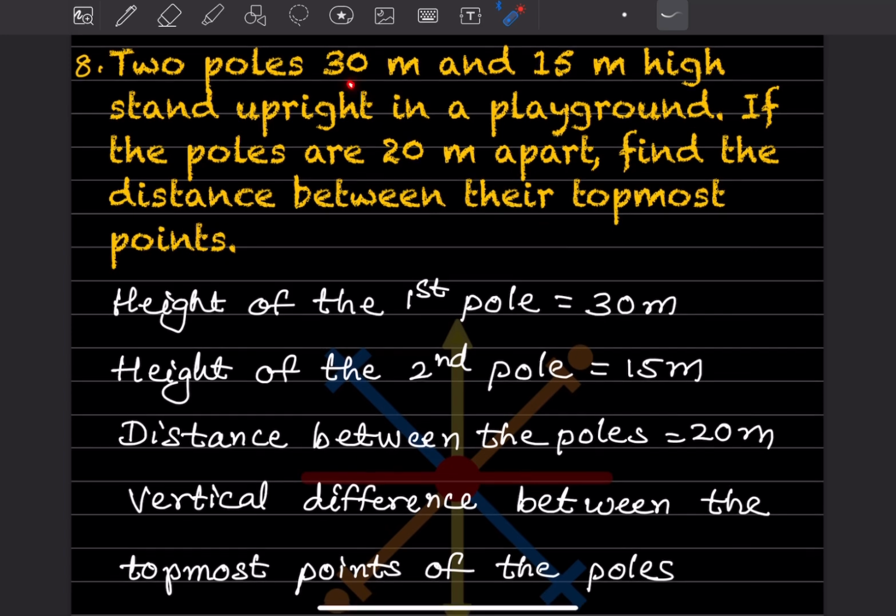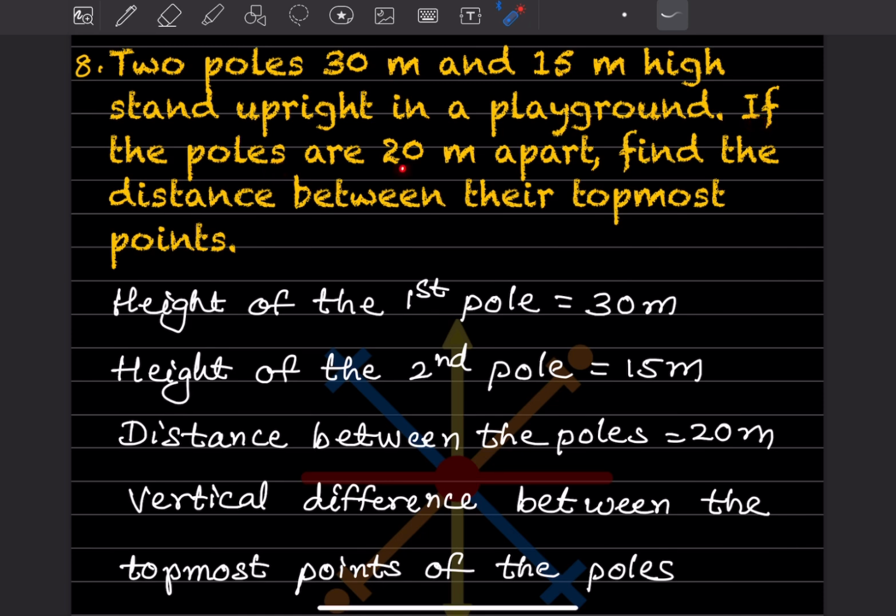Two poles 30 meters and 15 meters high stand upright in a playground. If the poles are 20 meters apart, find the distance between the topmost points. So there are two poles. The height of the first pole is given as 30, and the height of the second pole is given as 15 meters. The distance between them will be 20 meters. That is given.